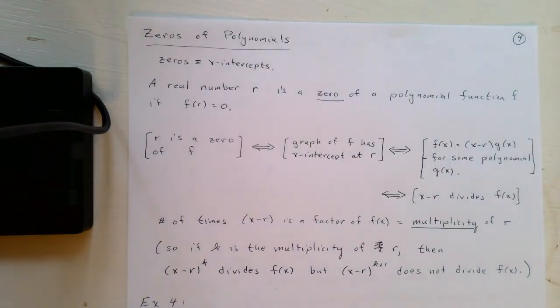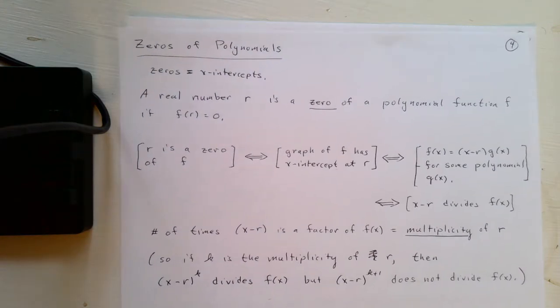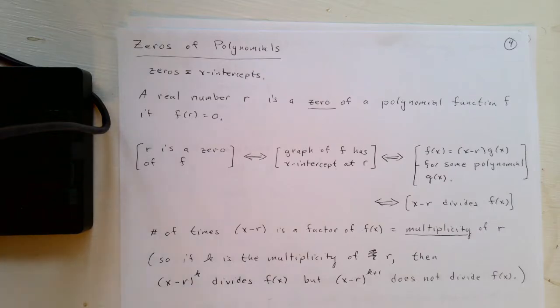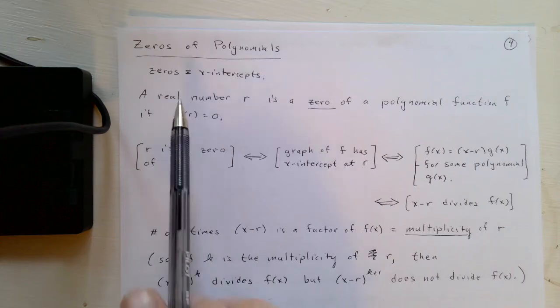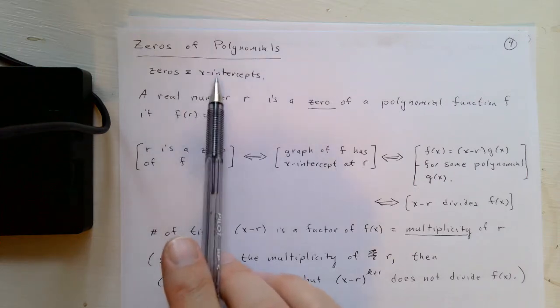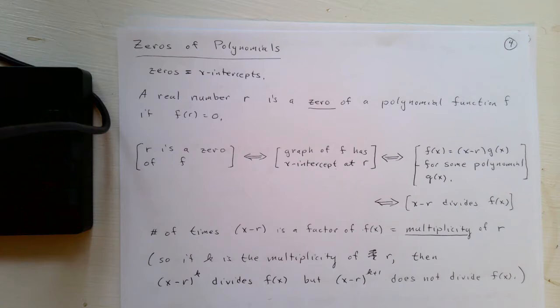All right, so now we are going to talk about zeros of polynomials, or polynomial functions. And where we get to the definition, you want to think of zeros of a polynomial as the same thing as x-intercepts. Because basically a zero is a number that if you plug it into a polynomial, you get zero. So by definition, that's the x-intercept. So finding the real zeros of a polynomial amounts to finding the x-intercepts.